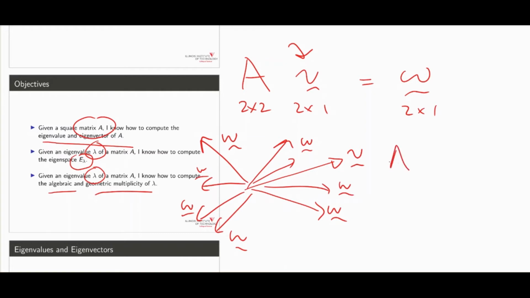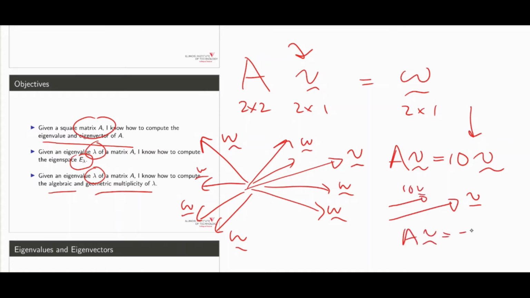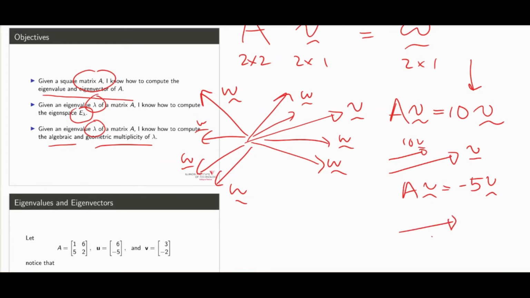So if you multiply a matrix A with V, and you get a vector like 10V, this is your new W. You are still in the direction of V. Or you have AV and you get negative 5V. This is a situation where you are still parallel to V, but you are pointing in the opposite direction.